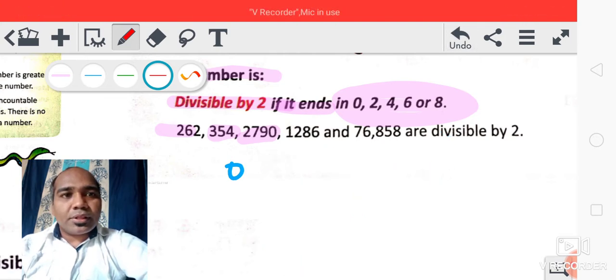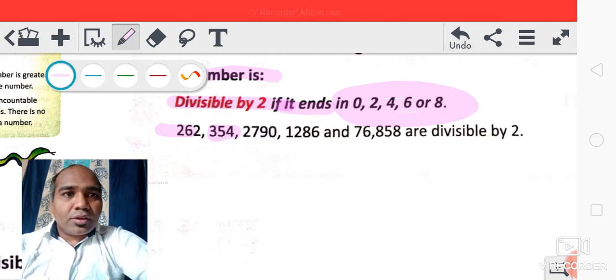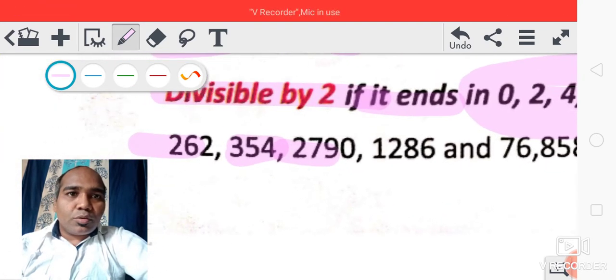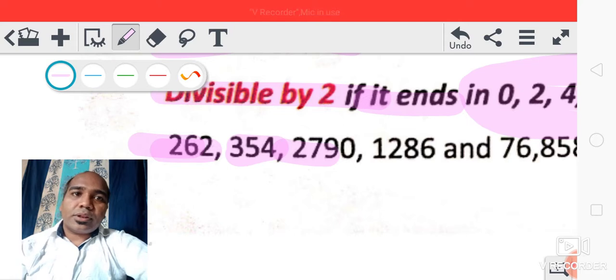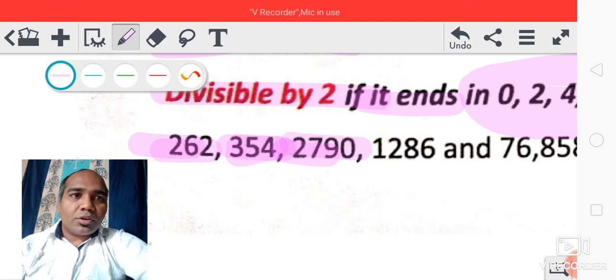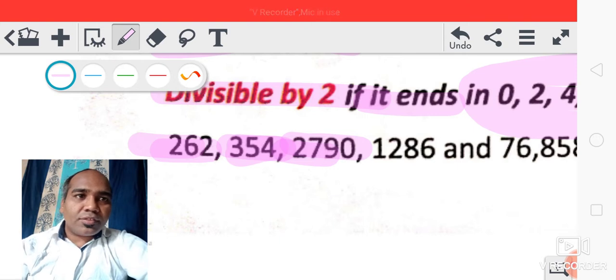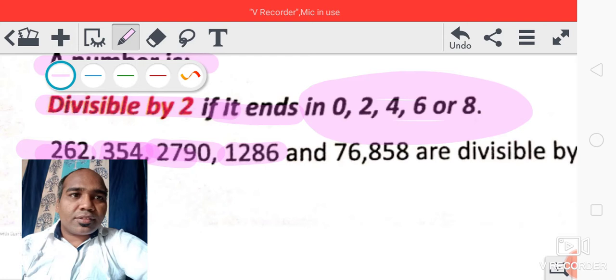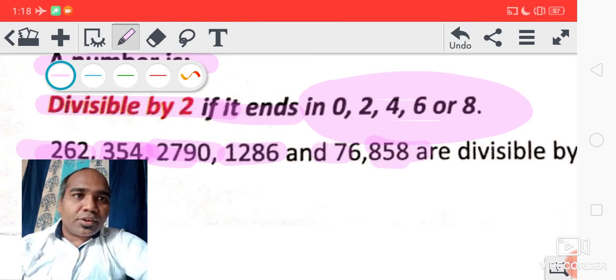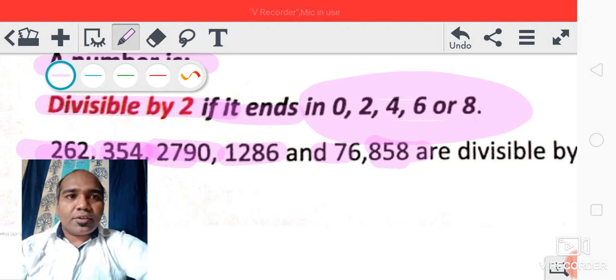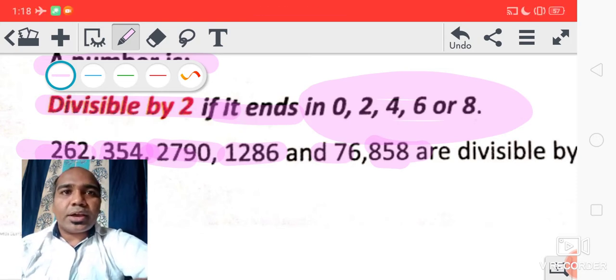You can see so many examples are given here. Look at here. 262, the last digit is 2. 354, the last digit is 4. 2790, the last digit is 0. 1286, the last digit is 6. 76, the last digit is 6. And 858, the last digit is 8. So all are divisible by 2.